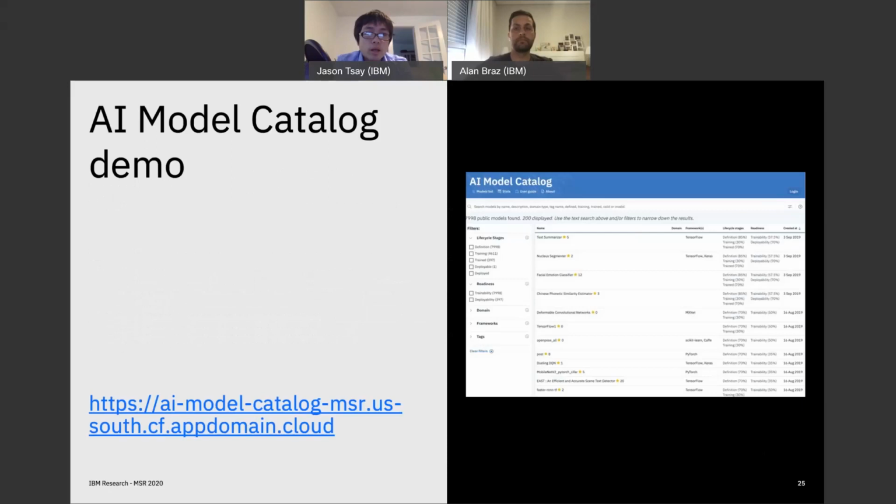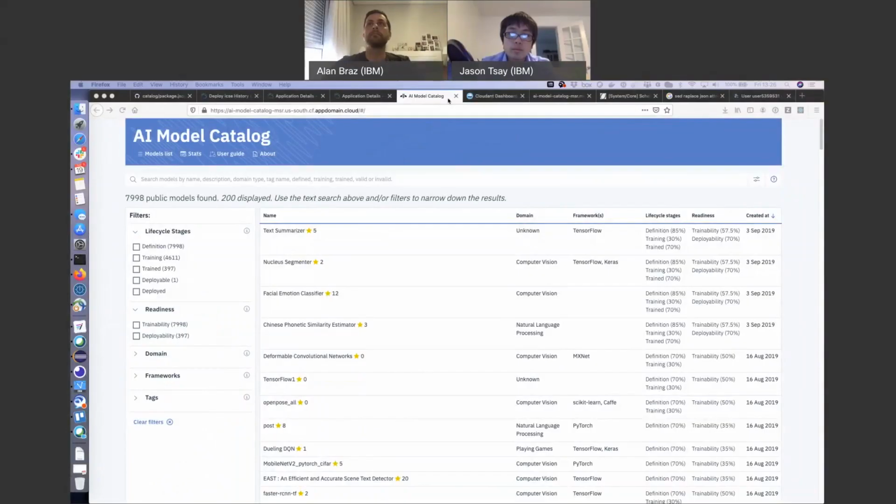We also created an example tool of a catalog that catalogs all of these models, and my co-author Alan will demonstrate this. Okay, thank you, Jason. So here's the tool that we produced as part of this work. It is a web application that we call the AI Model Catalog. It is a way to visualize all the metadata that we extract and parse, and also to filter down and analyze the data.